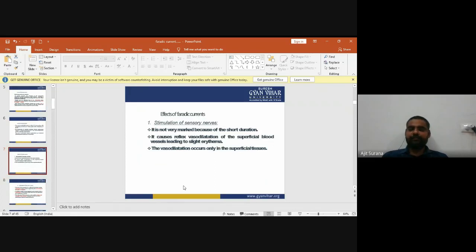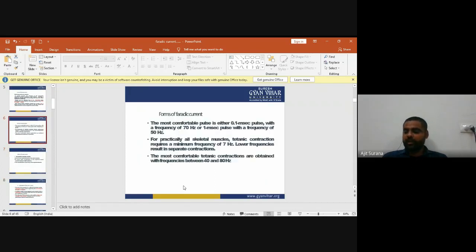Now the production of the Faradic currents. Faradic currents are mainly produced by an electronic stimulator containing a circuit called a multi-vibrator circuit.